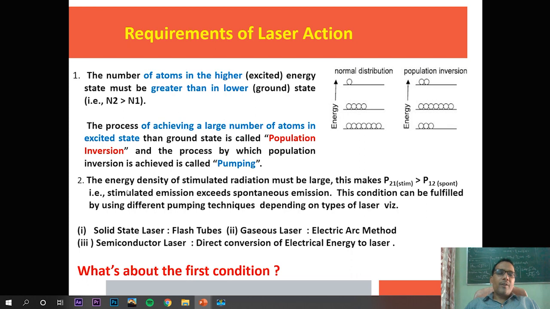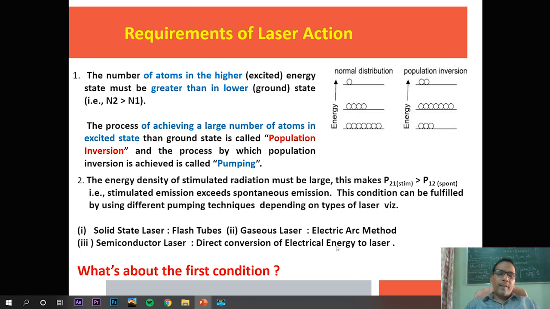And this second condition, that the energy density should be high, is fulfilled by using different pumping techniques. These pumping techniques are actually the energy giving techniques. It depends on various types of laser. For example, for solid state lasers, such as the ruby laser and Nd-YAG laser, flash tubes are used as the pumping technique. For gaseous lasers, like the carbon dioxide laser or helium neon laser, we use the electric arc method. And for the semiconducting laser, where you use a semiconductor, the direct conversion of electrical energy to laser is used.